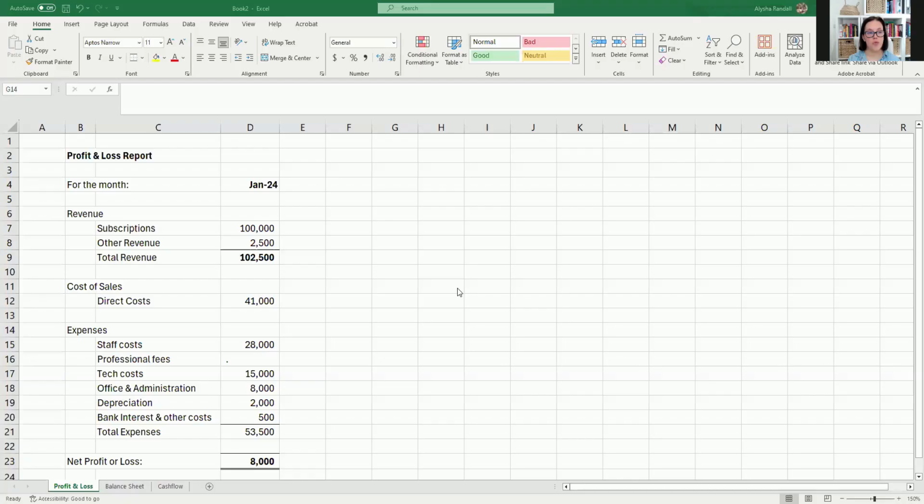So let's have a look at a really basic example. This is for the month of January. You can see that we've got a couple of revenue items in there for the month, direct costs that are in relation to this revenue, and then some of the expenses. So your staff costs, professional fees, tech, office and admin, depreciation, and then other bank and costs. And then that gives you your profit. So you just have your revenue minus all of these costs, and that gives you the net profit.